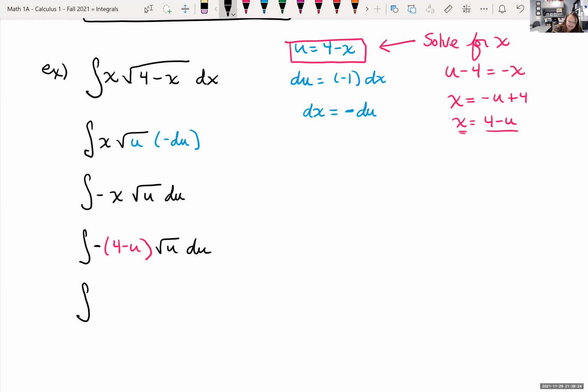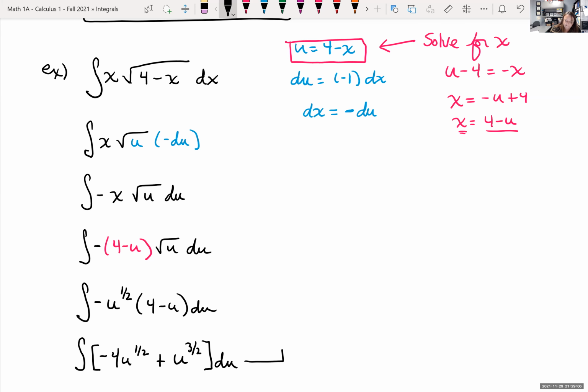Well, we can manipulate this. This is the same thing as negative, square root of u is u to the 1/2 power, right? All times 4 minus u du. So we don't know how to integrate that, but if we distribute that u to the 1/2 power to each term inside the parentheses, we would know how to integrate that. So negative u to the 1/2 times 4, so that's minus 4 u to the 1/2. Negative u to the 1/2 times negative u, so that's plus u, adding our exponents, 1/2 plus 2/2 is 3/2, du.